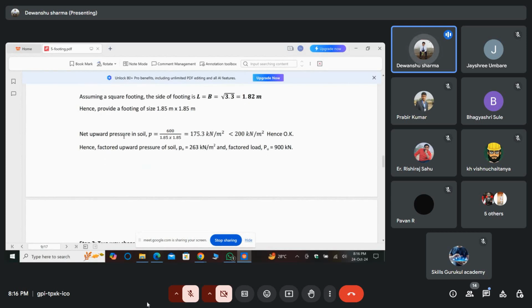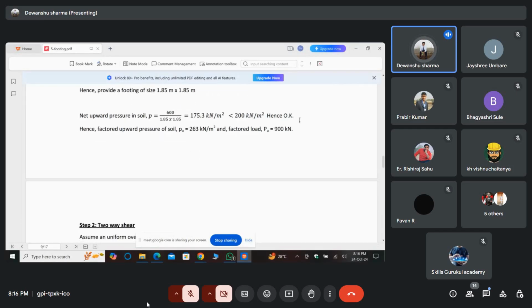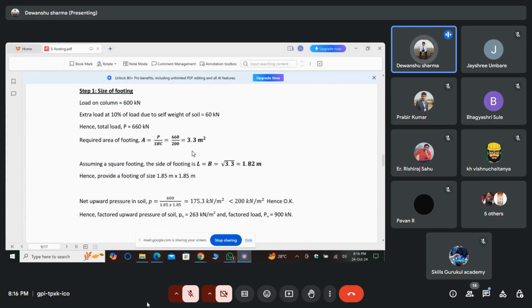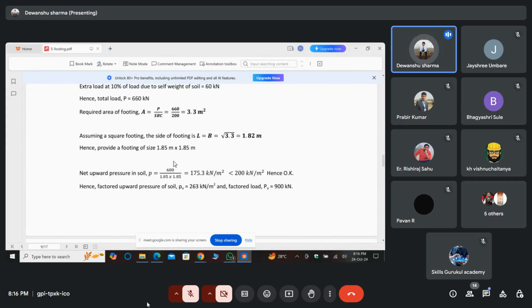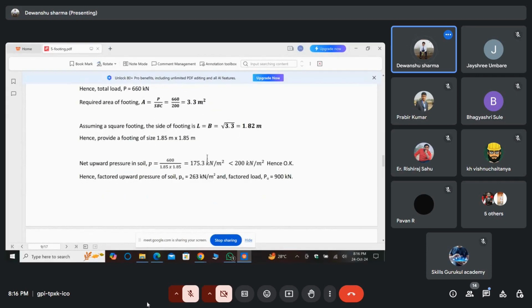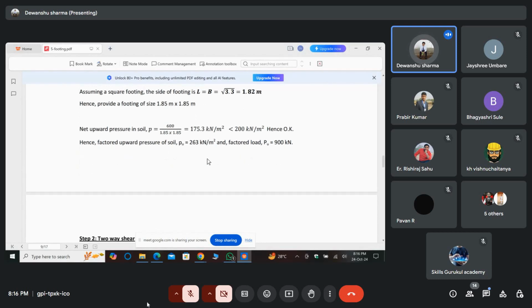Then net upward pressure in soil, that is pressure upon our size, is 175.3 kN per meter square, and our safe bearing capacity for soil is 200 kN per meter square. So it's okay. Hence factored upward pressure on soil is this, and factored load is this. So this is a simple design in which we calculate the size of footing according to load and check whether our soil bearing capacity and net upward pressure in soil is balanced or not.